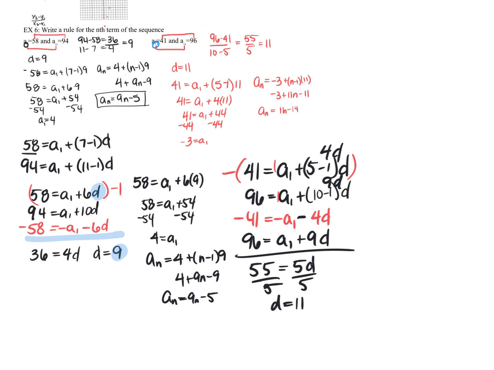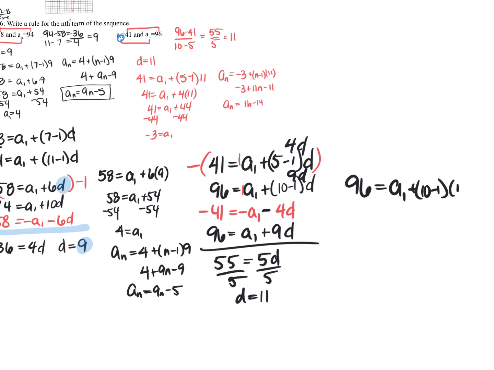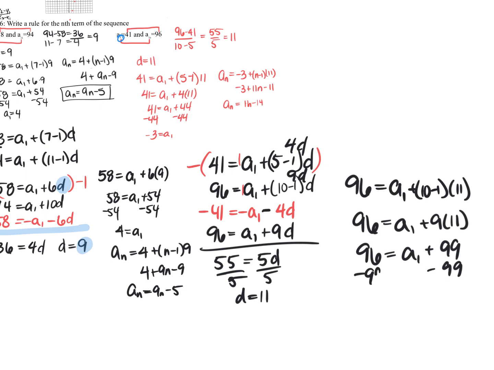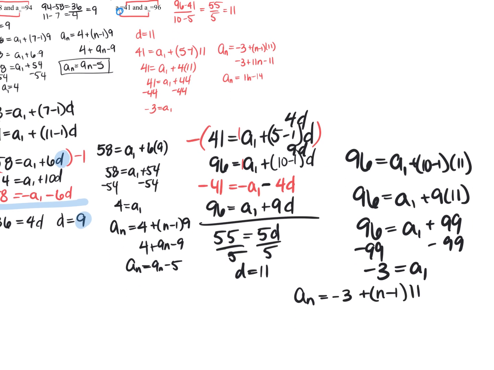I'll show you that I can use the 96 and the 11, or 10. So 96 equals A1 plus 10 minus 1 times 11. 96 equals A1 plus 9 times 11. 96 equals A1 plus 99. And negative 3 equals A1. So AN is negative 3 plus n minus 1 times 11. Same thing we got, a different way to solve it. 11n minus 11, 11n minus 14 equals AN. Okay.